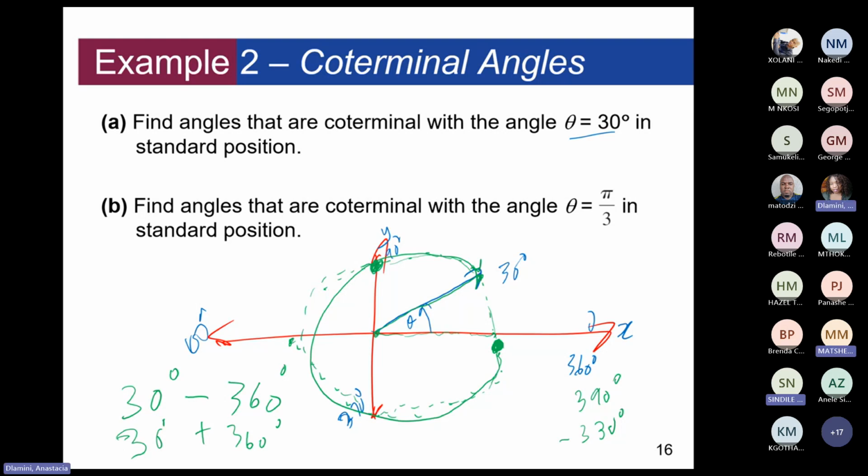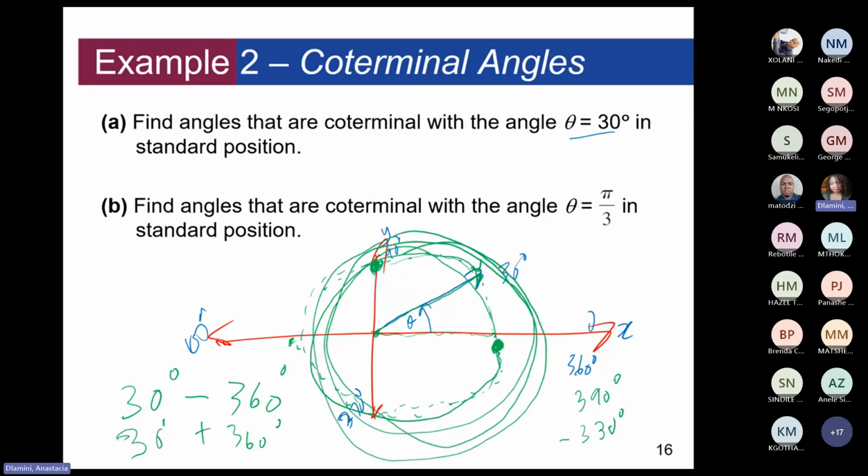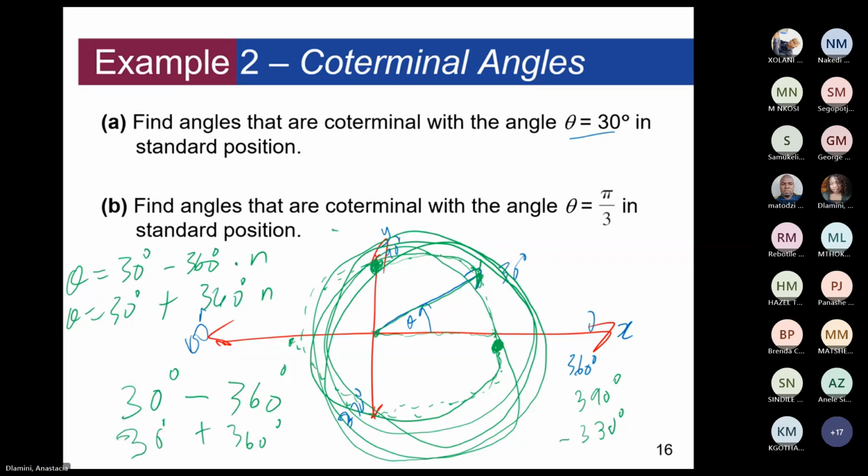Yes. But we haven't generalized it because someone can say, me, I like moving 7 times, and then they end up here. So to generalize it, we'll say theta is equal to 30 degrees minus 360 degrees times n, and theta is equal to 30 degrees plus 360 degrees times n, where n is an integer.